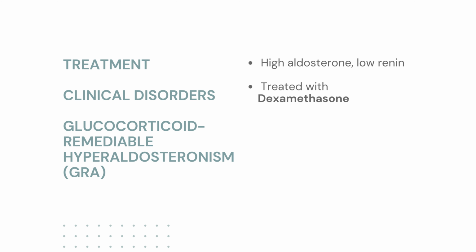For glucocorticoid remediable hyperaldosteronism, there is also high aldosterone and low renin, and the pathophysiology behind GRA is that ACTH can stimulate the secretion of aldosterone, so we need to suppress the ACTH. To do that, we need to give the patient dexamethasone, which can reduce the level of ACTH in the blood and subsequently reduce the level of aldosterone.